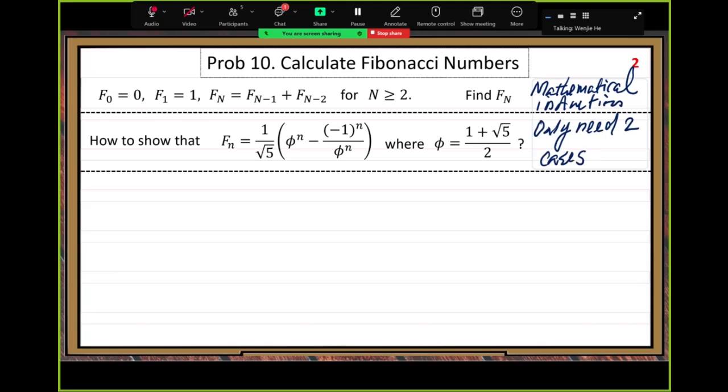Why 2? The reason is simple. Look at the right-hand side terms. There are 2 terms, so we only need 2 cases. If you have 3 terms, then we need 3 cases, and so on. Okay? So we only need 2 base cases. We did 3 already, which is enough.